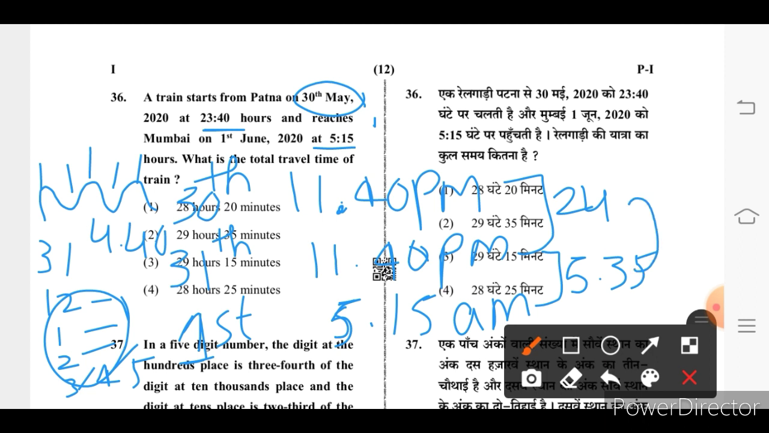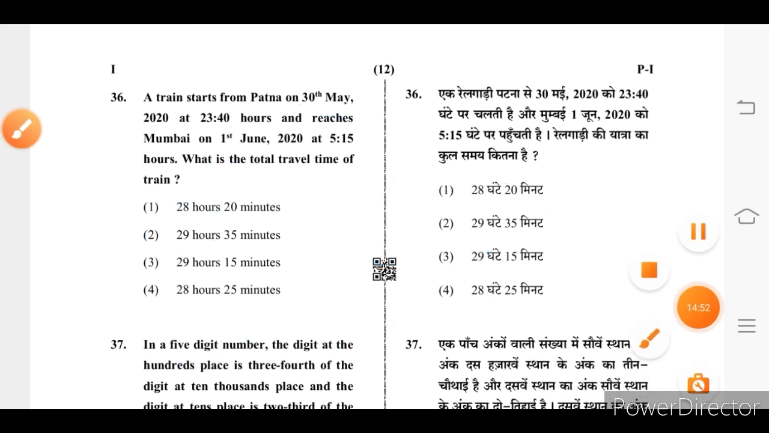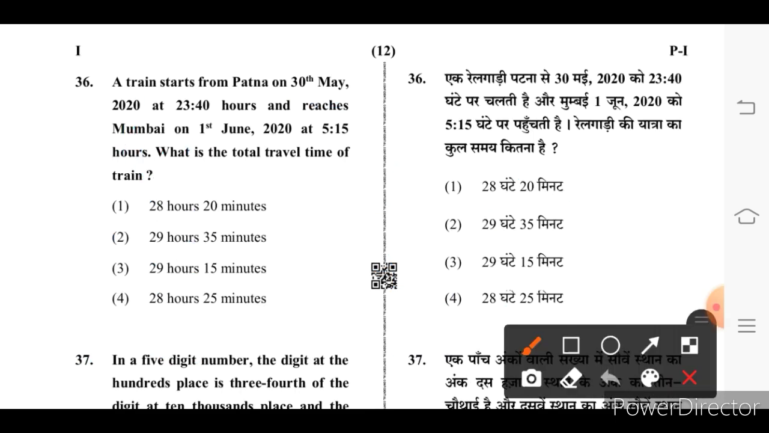So add these two timings. We get 24 plus 5 hours. These are minutes and these are hours. So first we add hours. 24 plus 5 is 29 hours. And 35 minutes. So the second option is correct. In May we have 31 days.